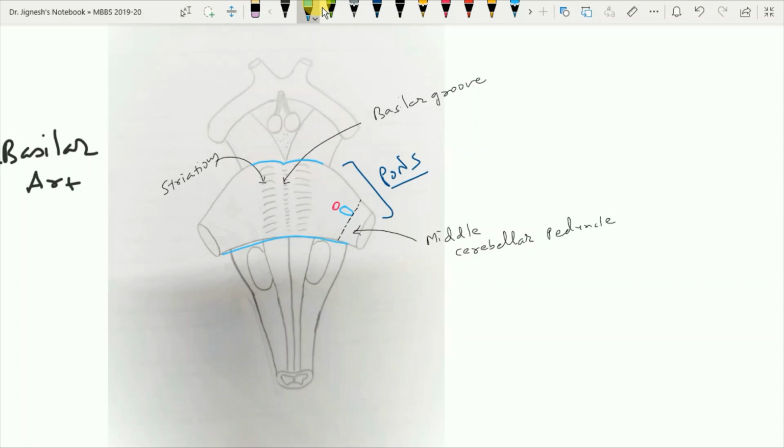Here in this figure, this is the upper border of the pons, while this is the lower border of the pons. At the lower border of the pons, from medial to lateral side, three nerves are going to pass: the 6th cranial nerve, the 7th cranial nerve, and the 8th cranial nerve.